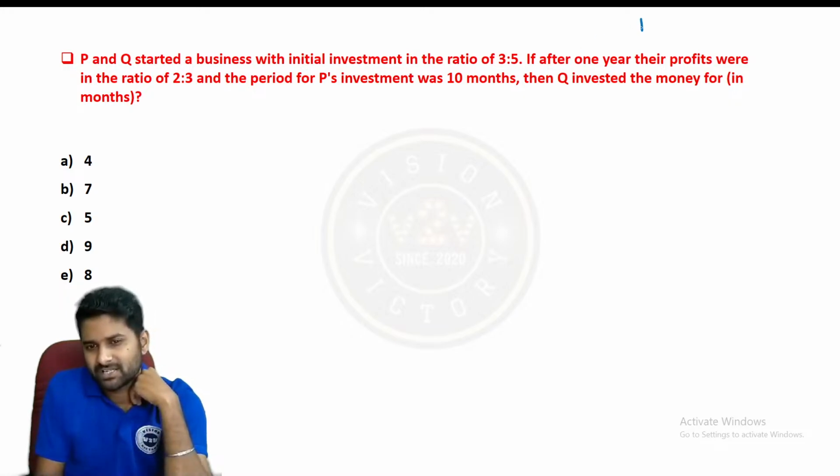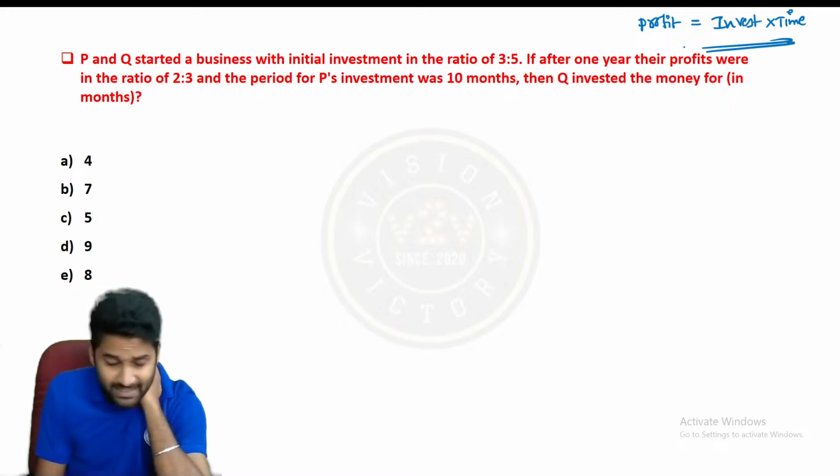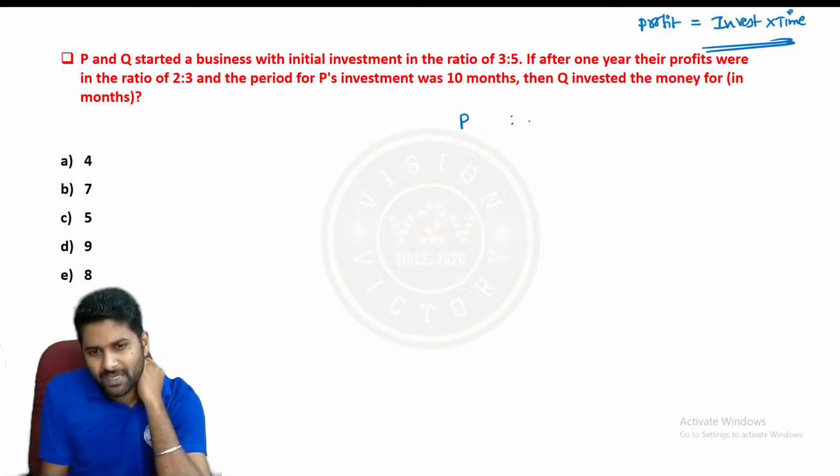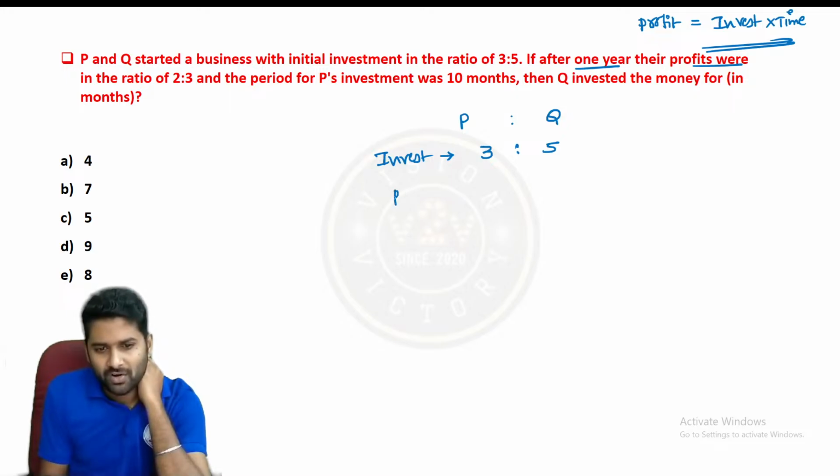See, in any partnership, profit always depends on how much they invested with respect to duration. So these two parameters decide profit. Now here there are two persons P and Q. The ratio of their investment is 3 is to 5. After 1 year, their profits are in the ratio 2 is to 3.